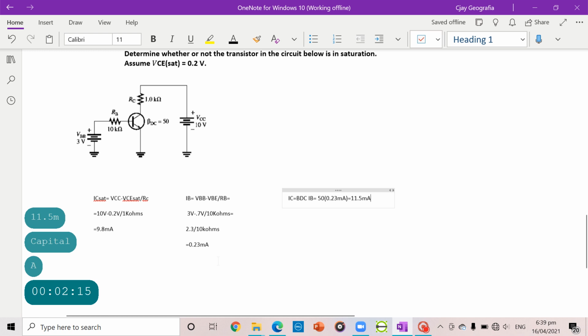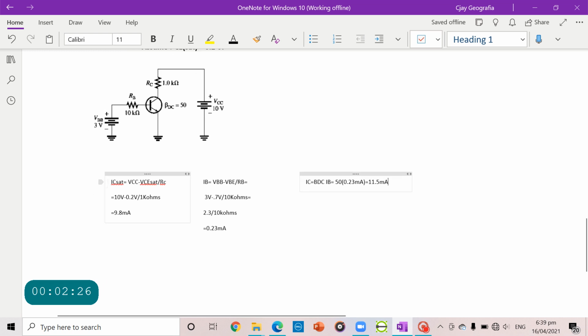So again, we prove that IC is greater than IC saturation, so therefore the transistor is saturated. Now for the final answers: IC saturation is 9.8 milliamperes, IB is equal to 0.23 milliamperes, and IC is equal to 11.5 milliamperes. That proves that IC is greater than IC saturation, which means that the transistor is saturated.